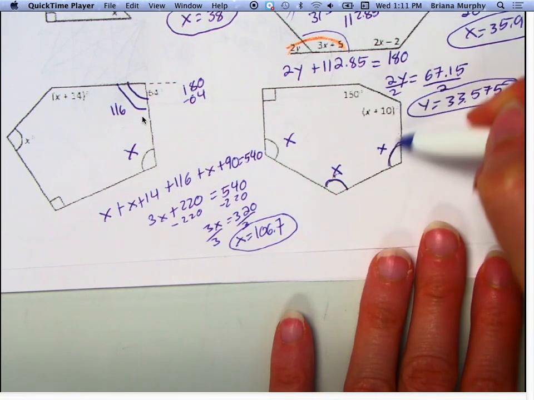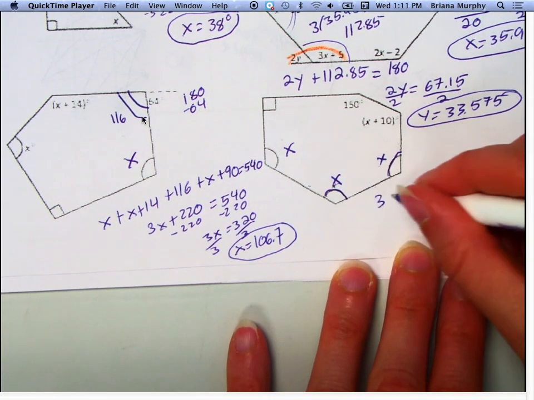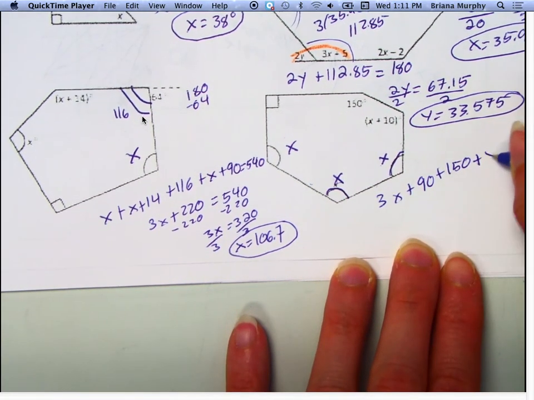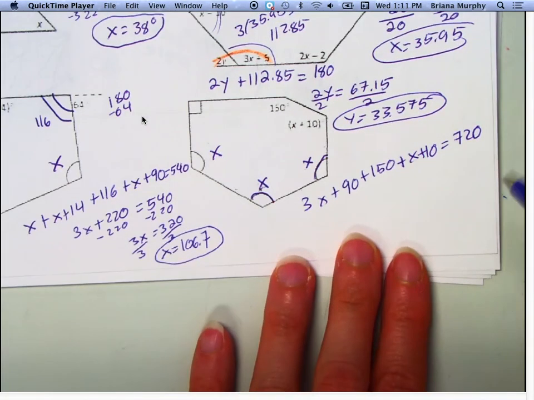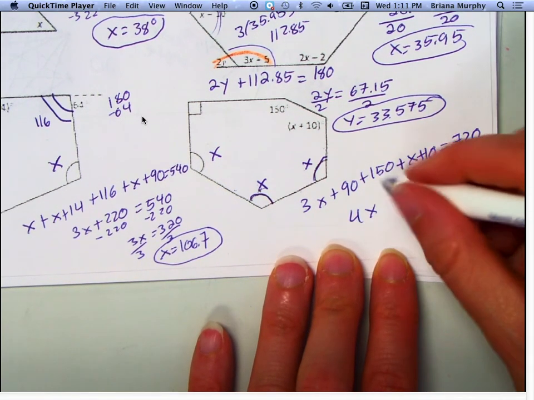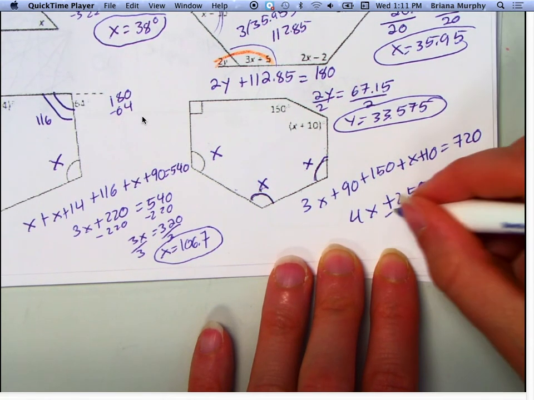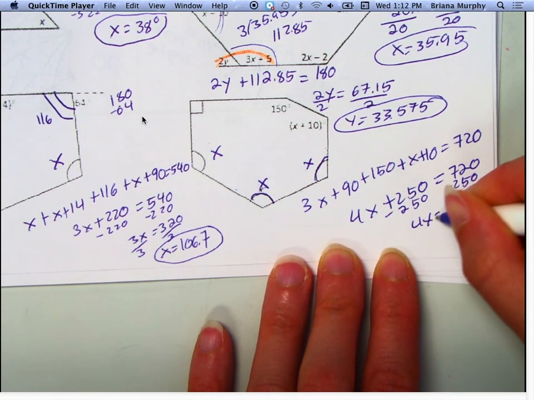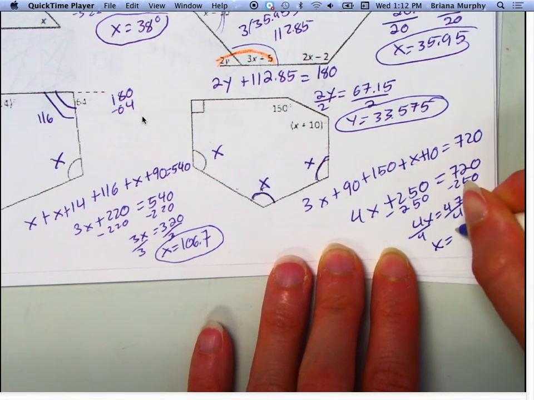1, 2, 3, 4, 5, 6. 6, so it should add up to 720. So 3x, plus 90, plus 150, plus x plus 10, equals 720. So 3x and x makes 4x. 90 plus 150 plus 10 gives me 250. Equals 720. Subtract 250 from both sides. 4x equals 470. Divide by 4, and x equals 117.5.